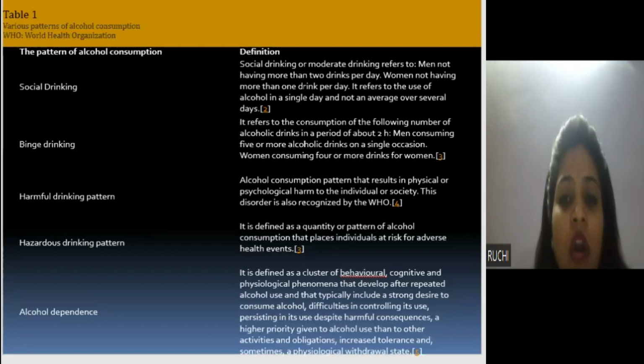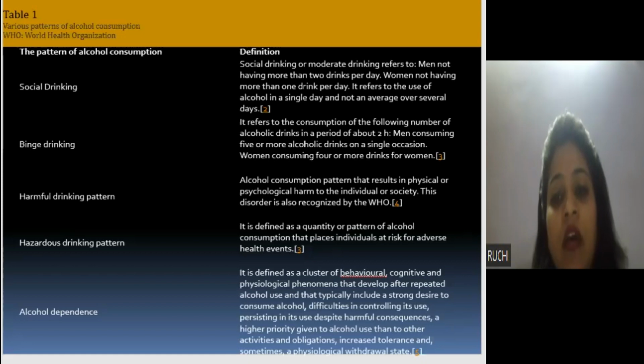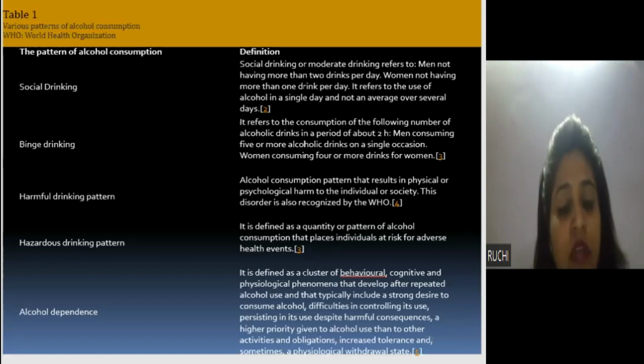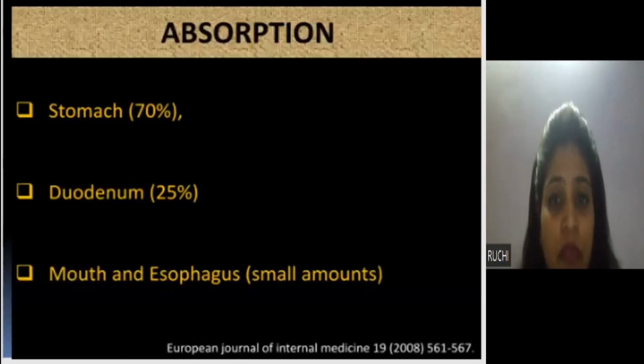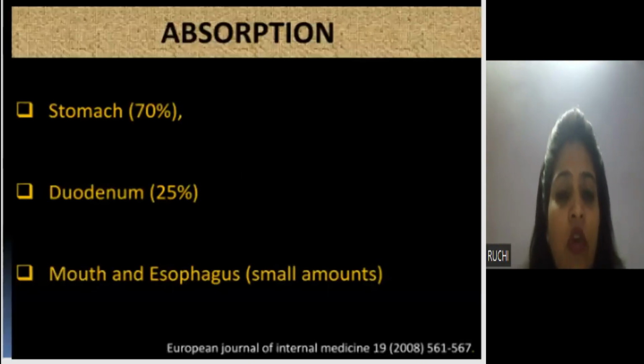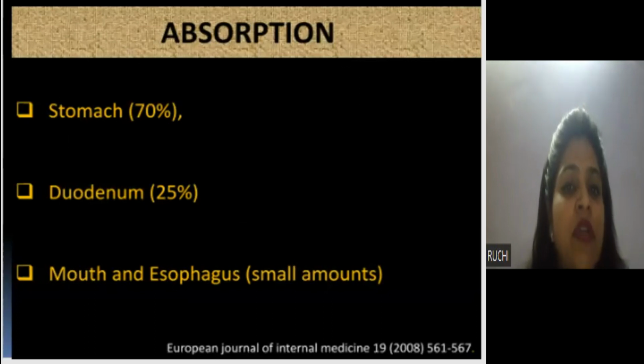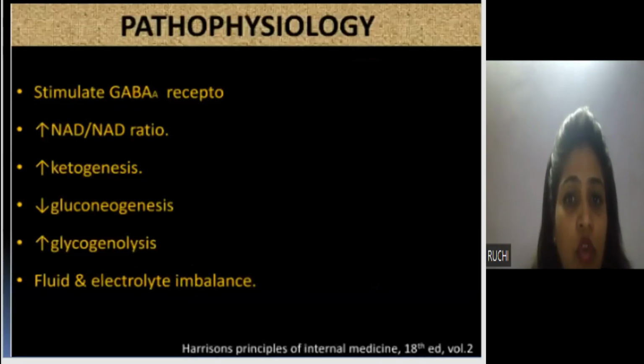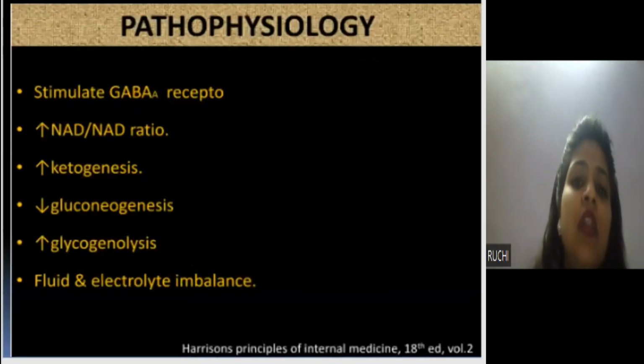you start getting seizures maybe. And alcohol dependence is a severe behavioral, cognitive and psychological phenomenon, so that you become dependent on alcohol, and in the absence of alcohol your body reacts and you get alcohol withdrawal symptoms. The absorption of alcohol is around 70% from the stomach, 25% from the duodenum, and a very small amount from the mouth and esophagus.